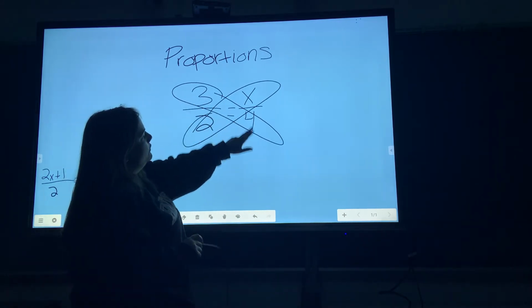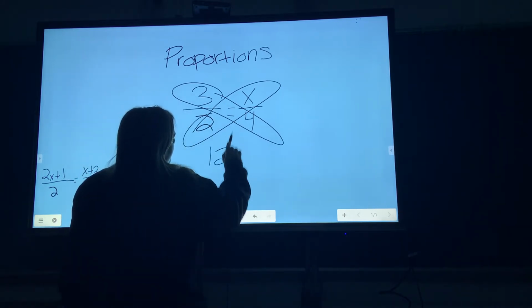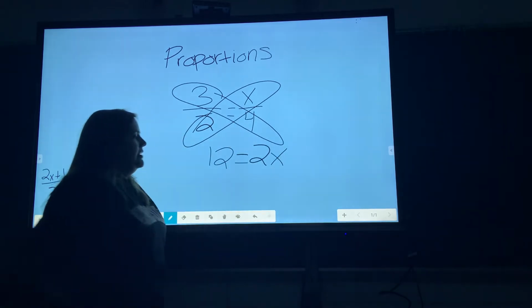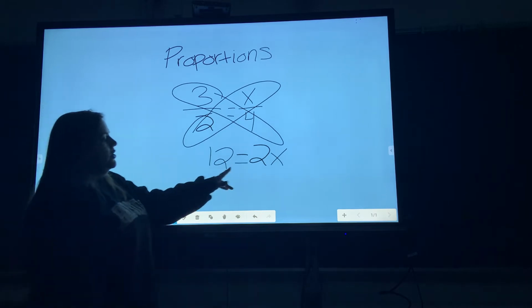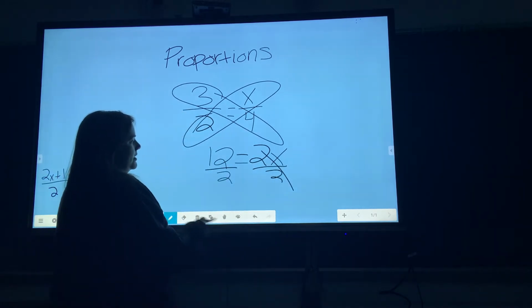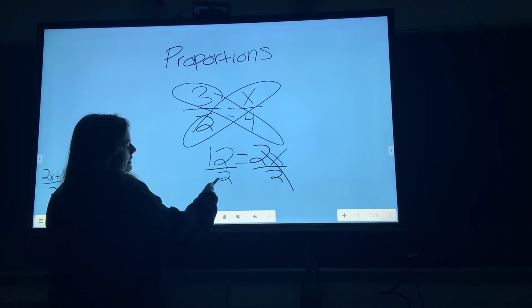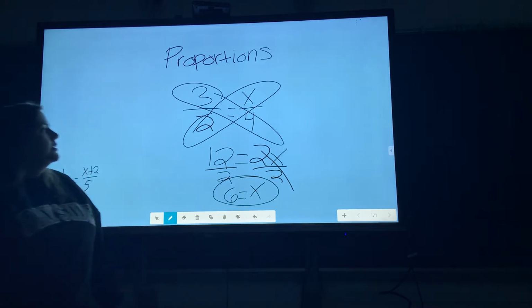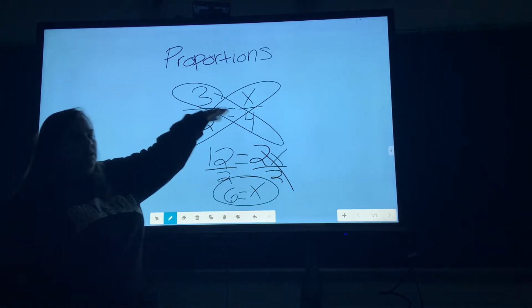So 3 times 4 is 12, and that equals 2 times x, which gives me 2x. Now we just have one more step. I divide by 2 on both sides. Now 12 divided by 2 is 6, so 6 equals x. And that's it. That was just a simple one.